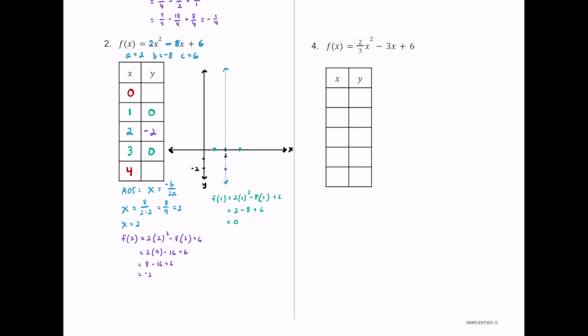And so let's see, if we go f of 0, that's going to end up being 2 times 0 squared minus 8 times 0 plus 6. So 2 times 0 squared is 0, 8 times 0 is 0, plus 6. So this whole thing is going to cancel out to just 6. And so when x is 0, then y would be 6. And then when x is 4, y is also 6.